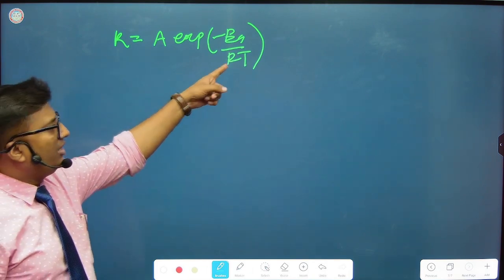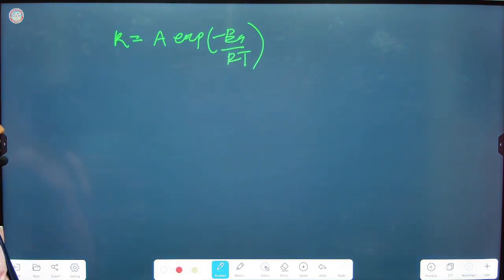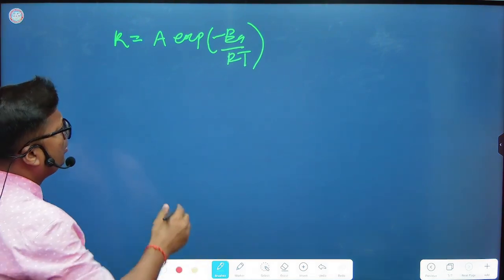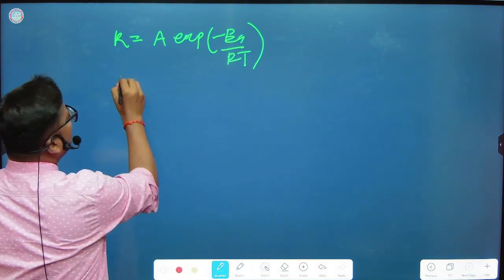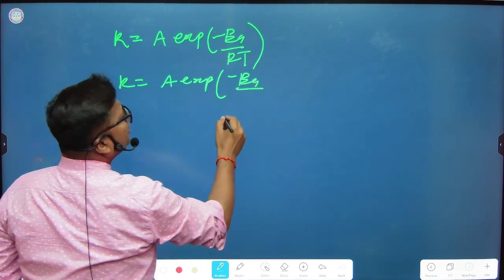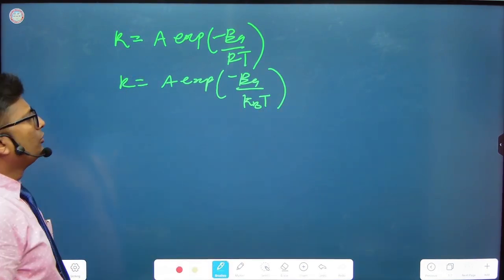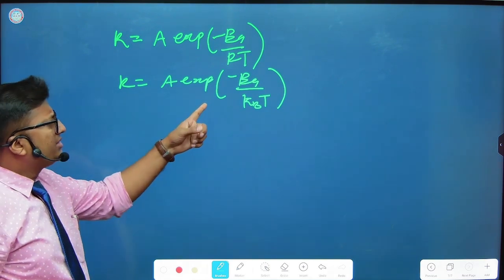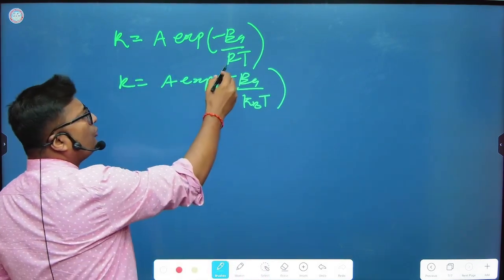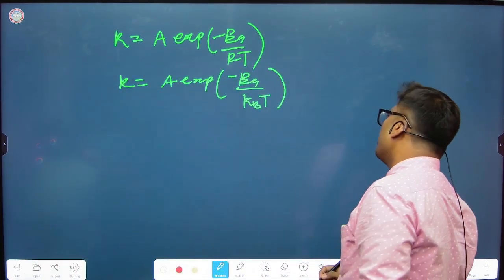So this is actually RT. If we wish to write it for a single reactant, then it can be expressed as minus EA upon KBT, right? For a particular reactant, this is the Boltzmann constant and T is the absolute temperature. Here, for 1 mole of the reactants, this is R, that is the gas constant.